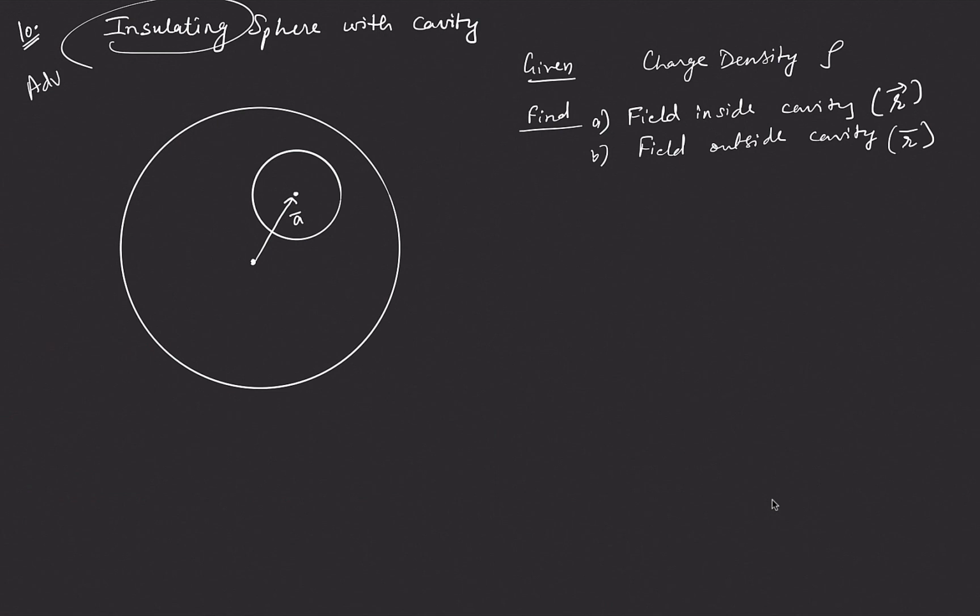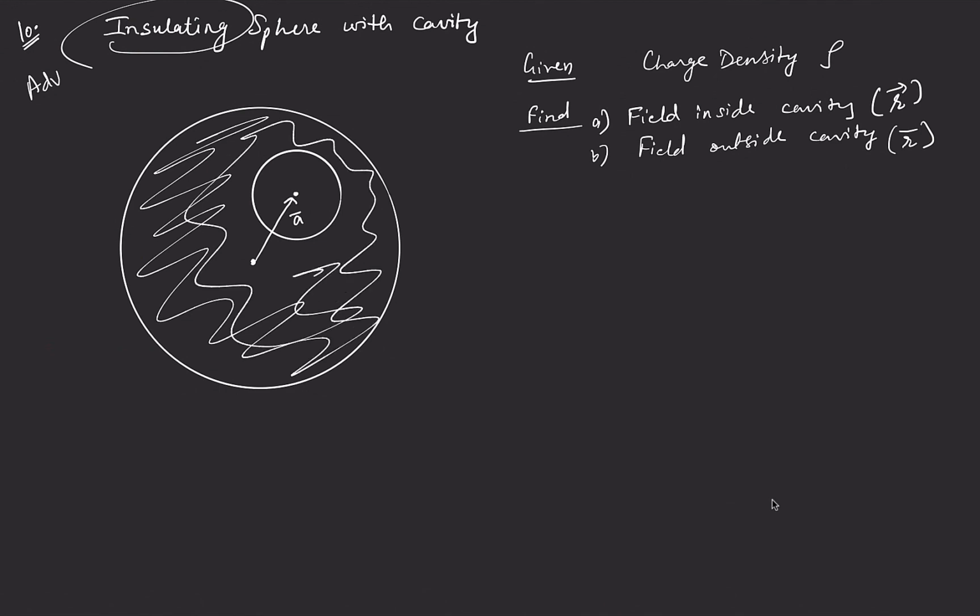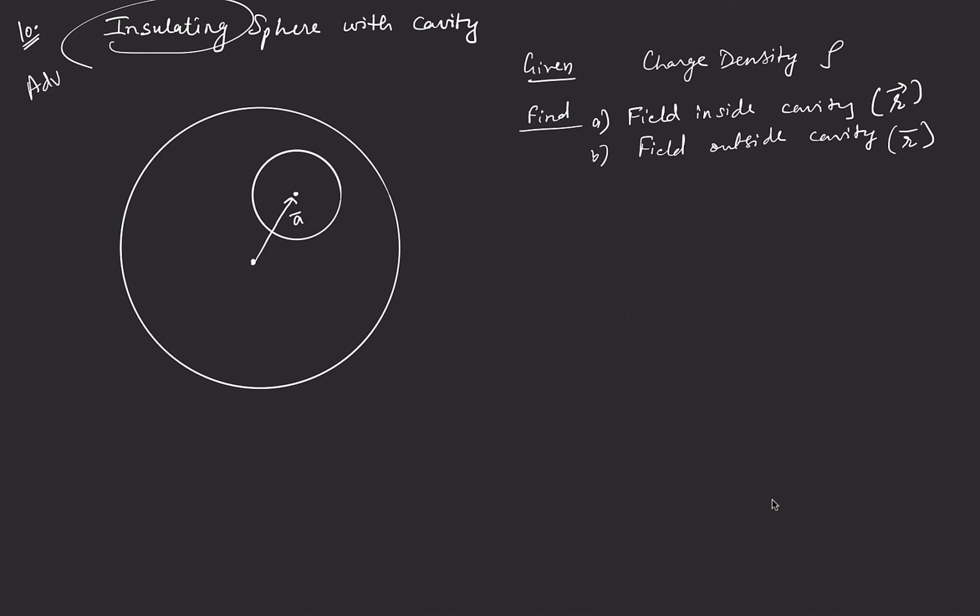Now what you have to do is find the field inside this. This is a cavity, and this is a solid insulating sphere. All of this is an insulating solid sphere, and this is a cavity. You have to find the field inside this cavity at point R vector. So let's say this point is denoted by R vector. Then this vector would be R vector minus A vector. So please skip this question if your vector calculus is not strong.